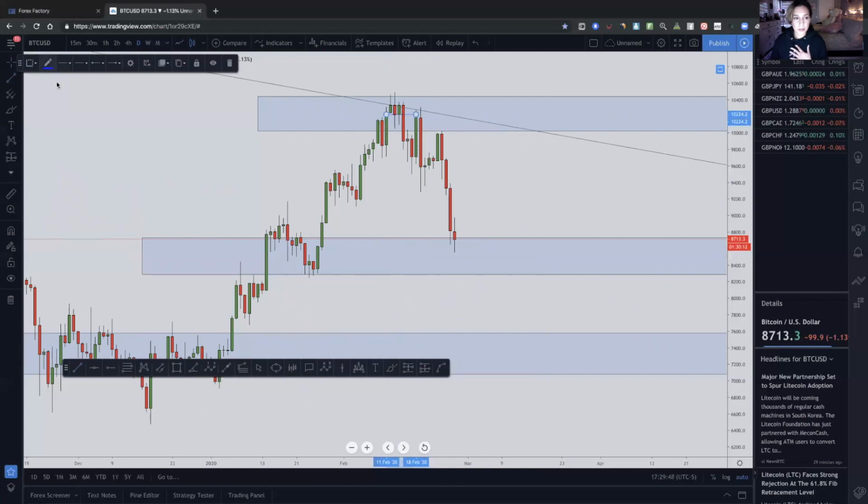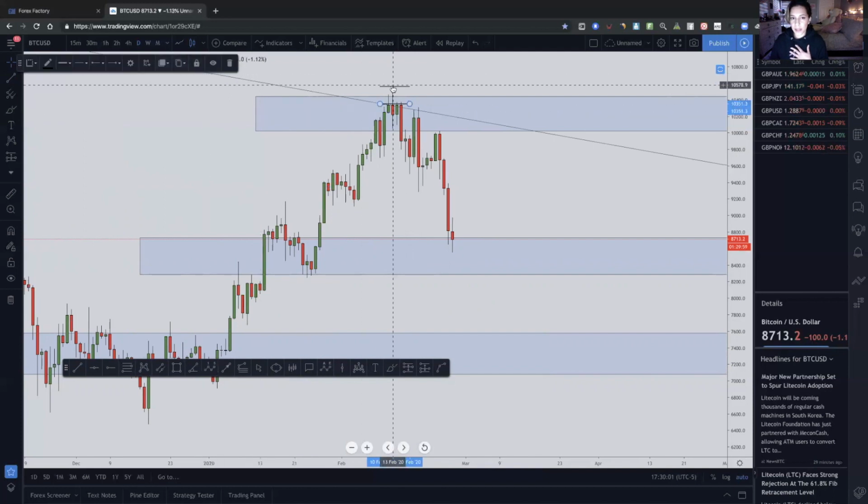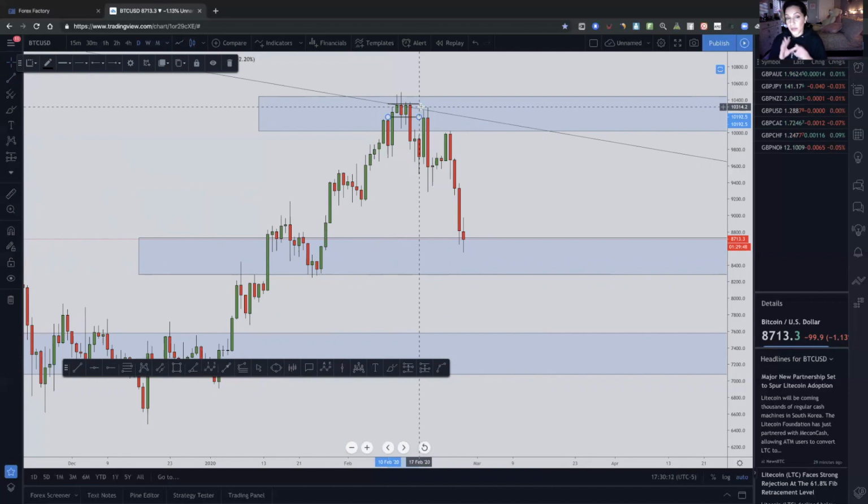Okay, let me make this black and make it a little bit bigger. You can see where it basically just served as support here, and then we had a resistance level here, which some would say that this is a flag, okay? A flag pattern, but this would be a bullish flag pattern, and I wasn't looking for something bullish. I was looking for something bearish. But we did have an area where it just kind of consolidated. And whenever I see that, I call that candle exhaustion.